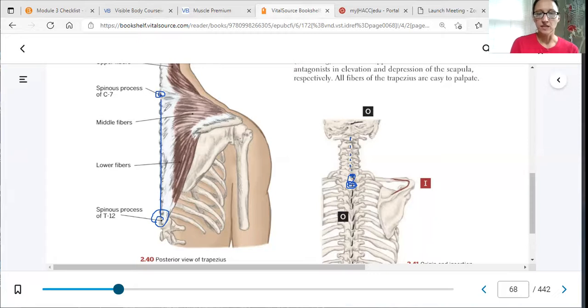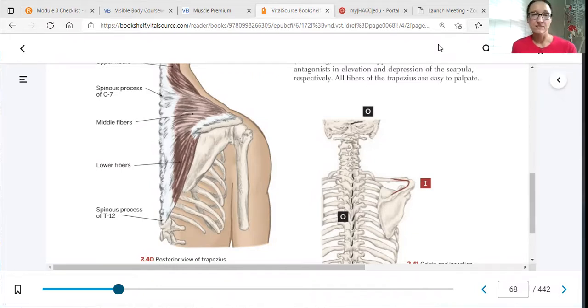All of this attachment right here is spinous processes of C7 to T12. All right, so that's what we have for origins of trapezius. We have the EOP. We have the medial portion of the superior nuchal line of the occiput. We have the ligamentum nuchae, and we have spinous processes of C7 to T12.